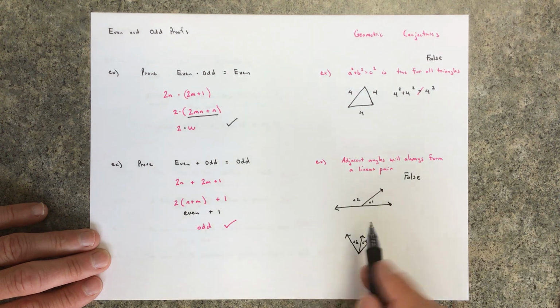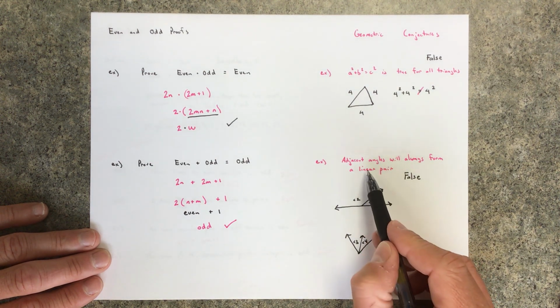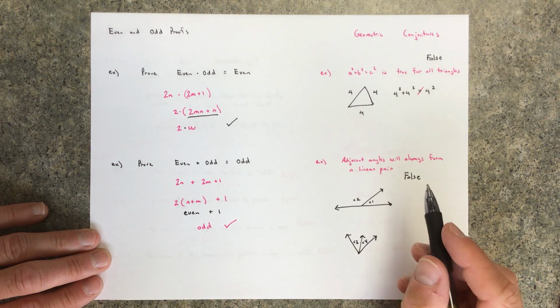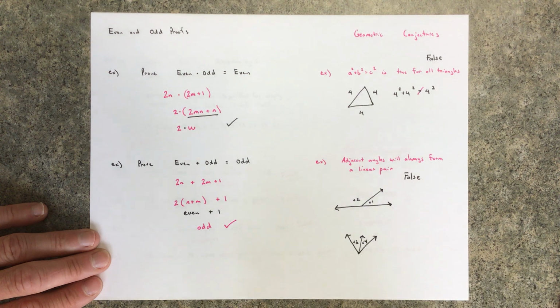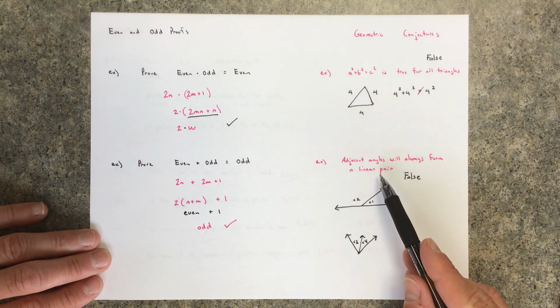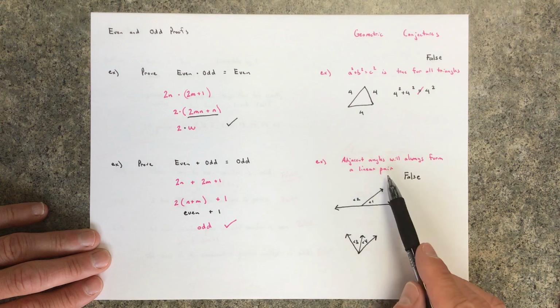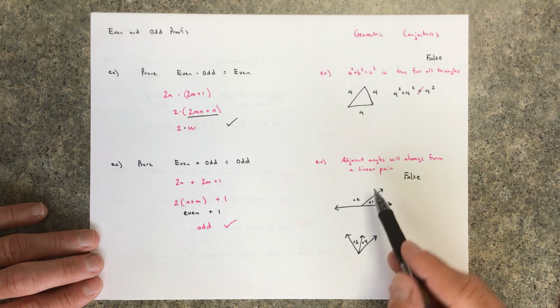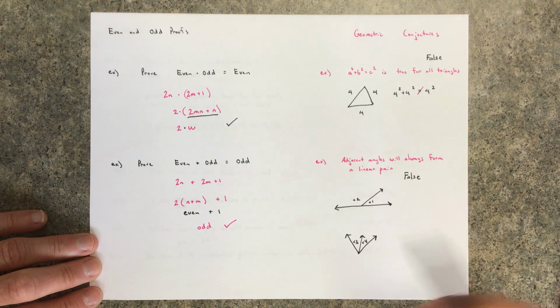Just as a reminder, I gave you an example here that made that true, but that does not prove that it's true. That's just an example that works. You would need to prove it true for all things. However, to prove it false, you just have to give me one example that shows that this is actually false. I gave you an example where adjacent angles do not form a linear pair. Thus, the conjecture, adjacent angles will always form a linear pair, is false.